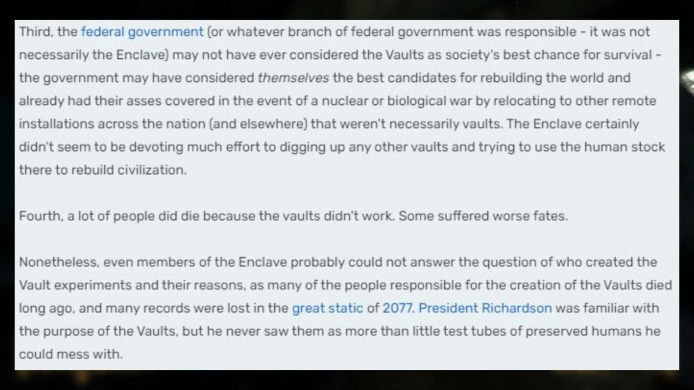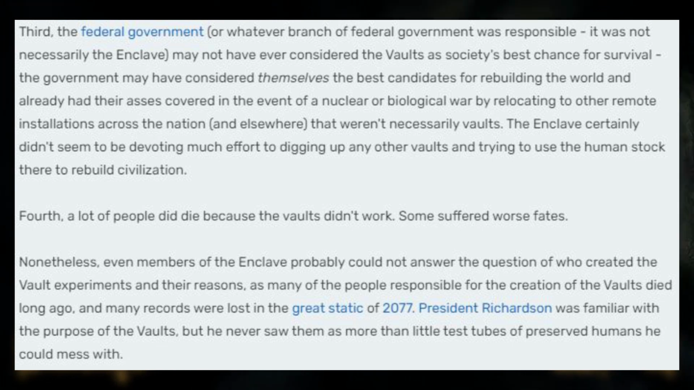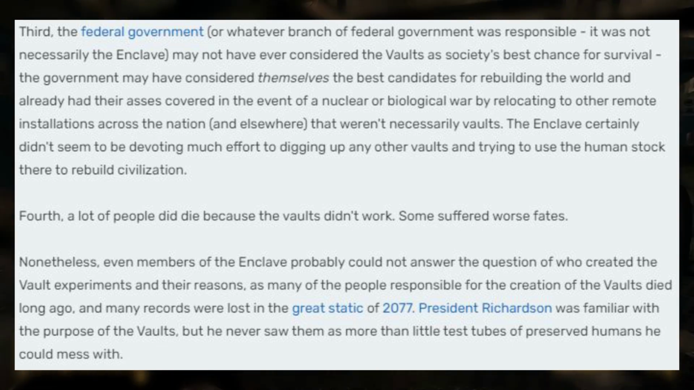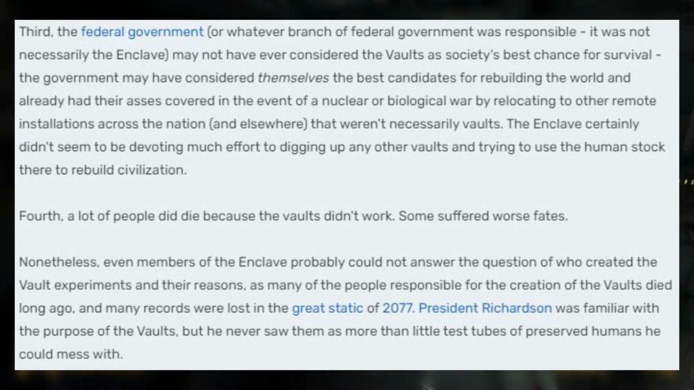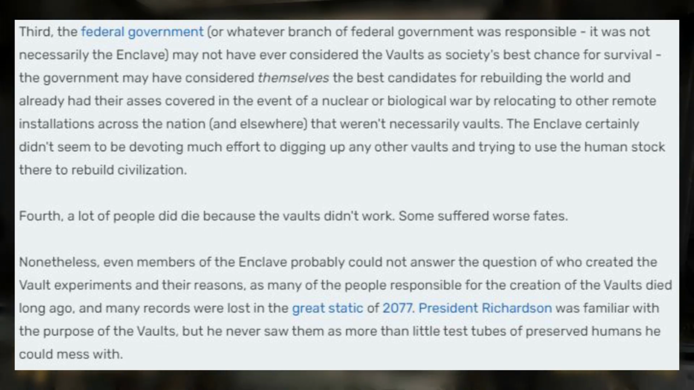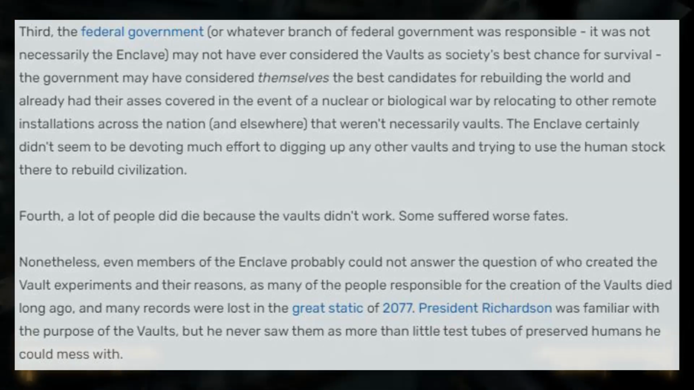Nonetheless, even members of the Enclave probably could not answer the question of who created the vault experiments and their reasons, as many of the people responsible for the creation of the vaults died long ago, and many records were lost in the Great Static of 2077. President Richardson was familiar with the purpose of the vaults, but he never saw them as more than little test tubes of preserved humans he could mess with.